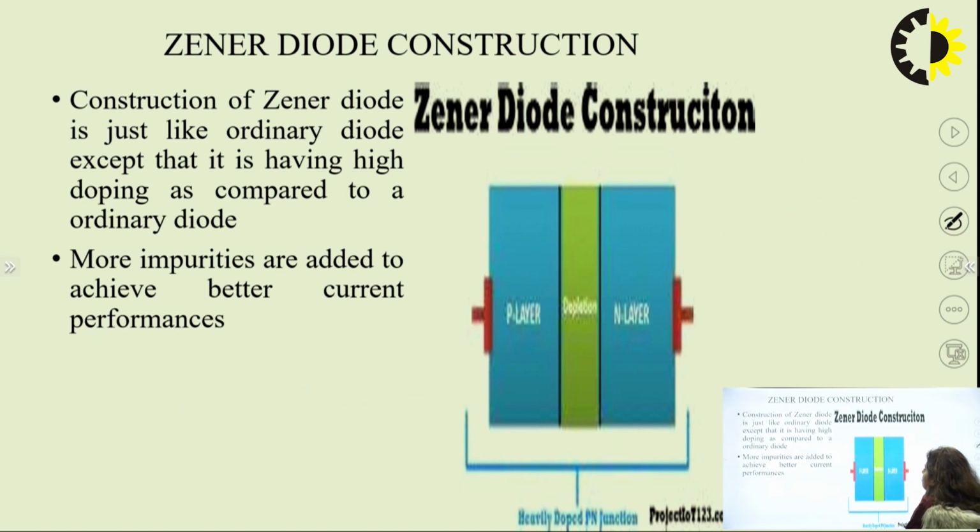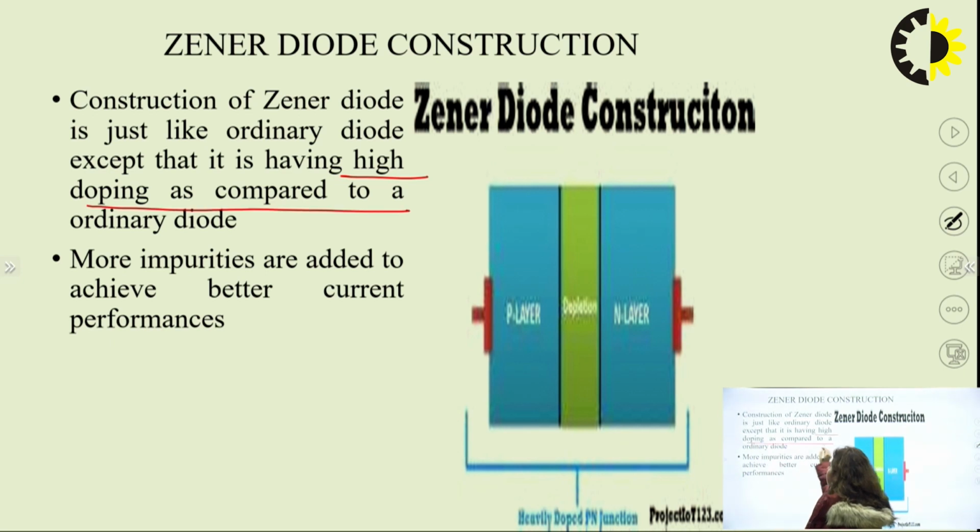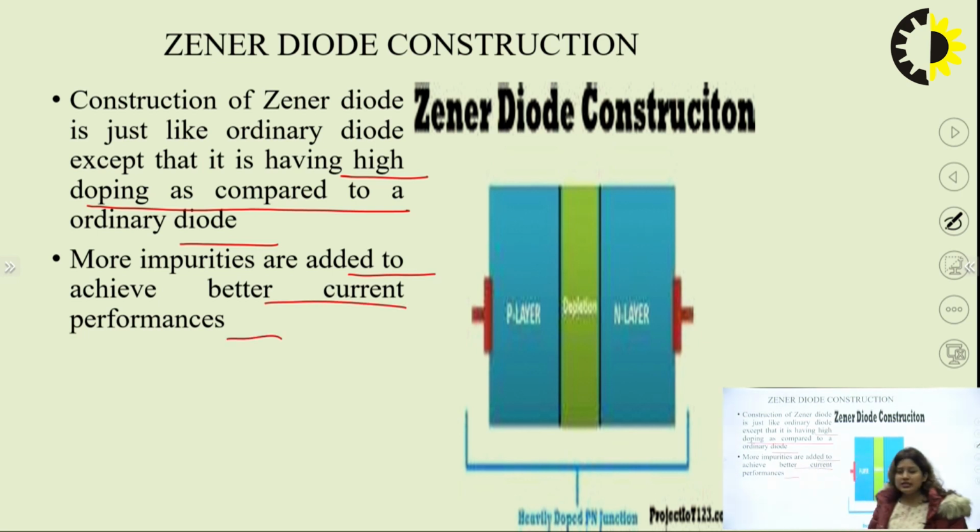So next, how the Zener diode is constructed. The construction of a Zener diode is just like an ordinary diode, except that it has high doping. So we have to make high doping as compared to the ordinary diode. In the PN junction, we don't require a heavily doped material. So we can dope a PN junction diode with a pentavalent type of impurity, and we can create our Zener diode. More impurities are added to achieve better current performance. Whenever you increase the doping concentration, either NA or ND, you will get much higher current performance.